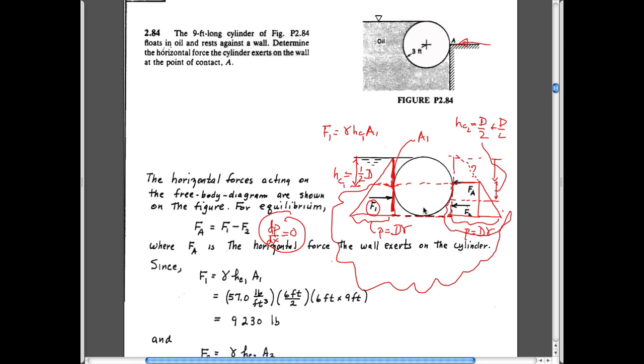Same principles. So even though we're talking about curved surfaces, you realize we're still using the equations that we use for forces on plane surfaces, merely by making the free body in the way that we've made it. Okay?